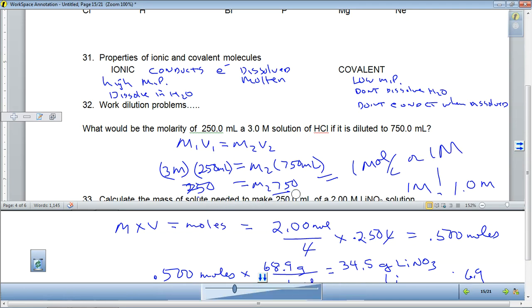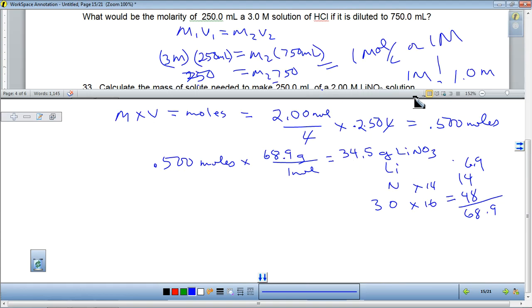Next one said, calculate the mass of solute needed to make 250 milliliters of a 2 molar solution of LiNO3. So you have to take the molarity times the volume, and in this case, it must be in liters. So I took the 2 moles per liter, I multiplied by 0.250 liters, and I got a half a mole. Then I take the half a mole and I multiply by the molar mass of LiNO3, which turned out to be 68.9 grams per mole. So a half of 68.9 is about 34.5. Something like that.